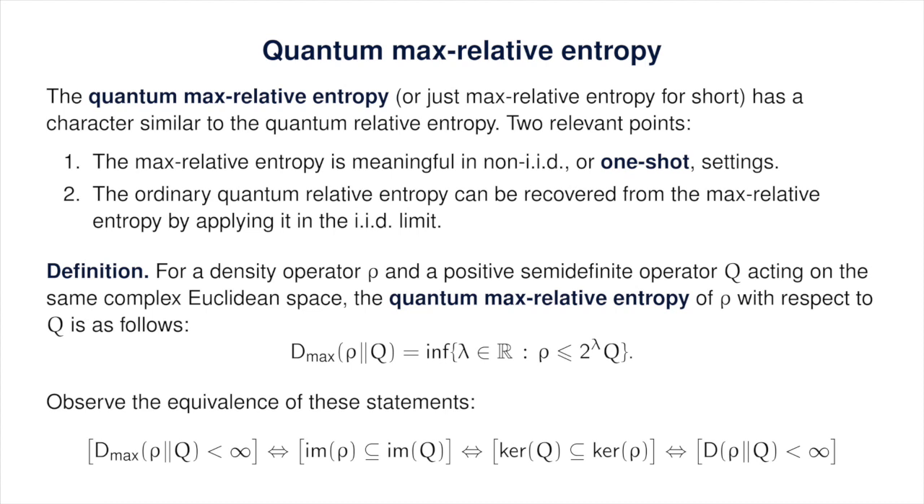By the way, as you may have noticed, we tend to drop the word quantum when speaking of the quantum relative entropy or the quantum max relative entropy. Typically, we just refer to the relative entropy or the max relative entropy with the understanding that we mean the quantum analog of these functions when they take positive semi-definite operator arguments.